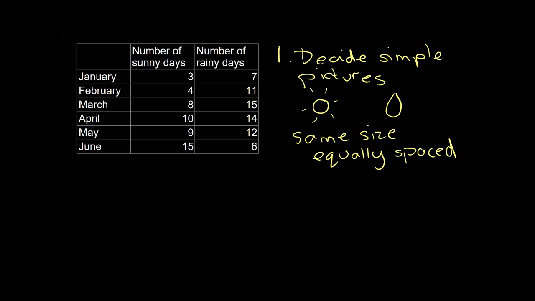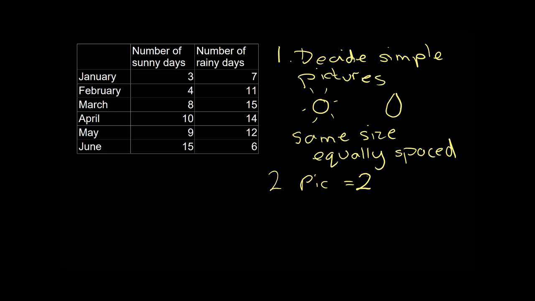So step 2 is you need to decide what each picture is going to be equal to, what each picture is going to be worth. Now typically, unless you've got very small maximum numbers to work with, you don't want to do one picture for every one thing that you've got to plot. For lots of reasons, not least of which it's a pain to actually do the drawing, isn't it? You want to stick to simple values here. 2 is what I'm going to pick in this case, so each picture is going to be worth 2.